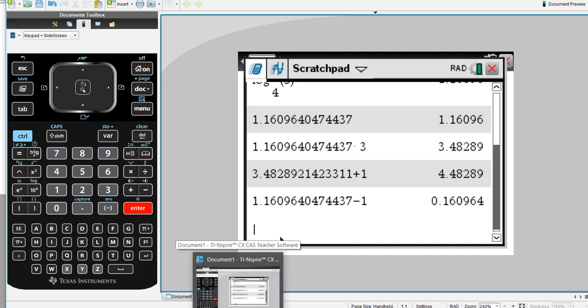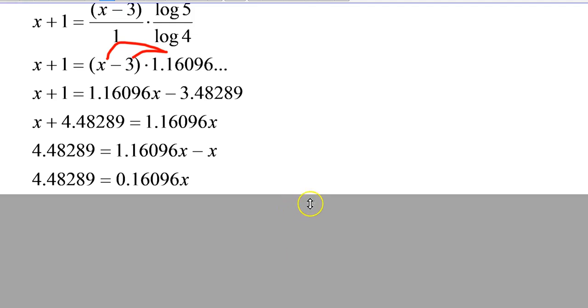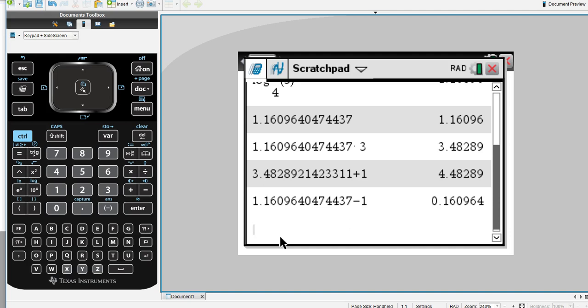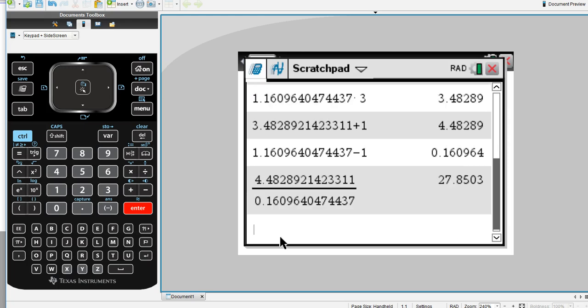And notice that I'm not rounding anything. I'm just doing each of these steps on my calculator as I go. And then the last step, of course, would be to divide 4.4829 by 0.1609. So on the calculator, really easy, go up arrow, copy this number, divide, and then up arrow and get this number. And notice now I have not rounded during any of the steps on my calculator. So there is the answer, and we will check the answer now in the original equation.